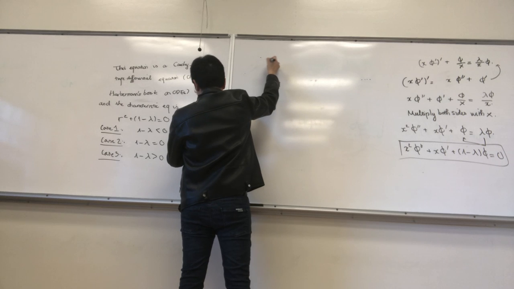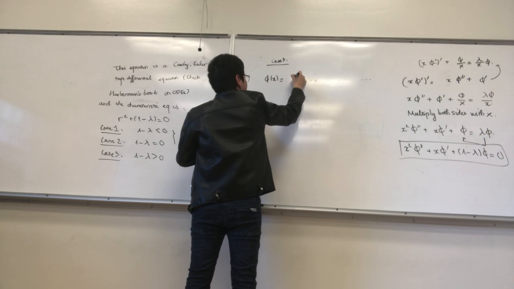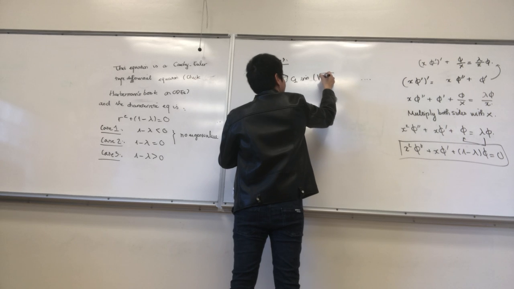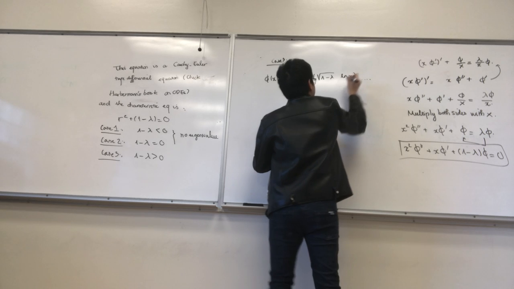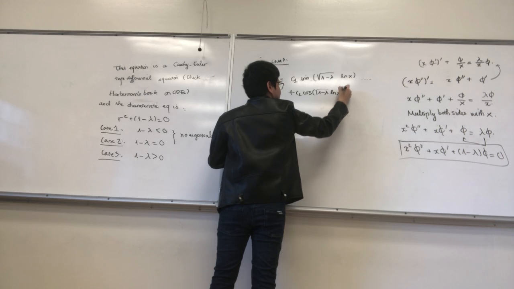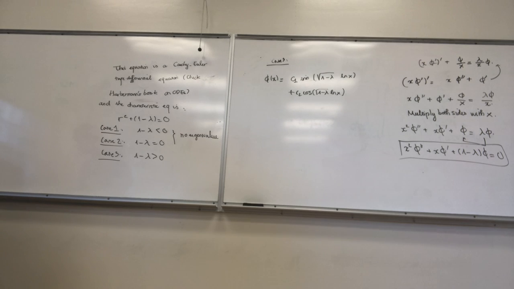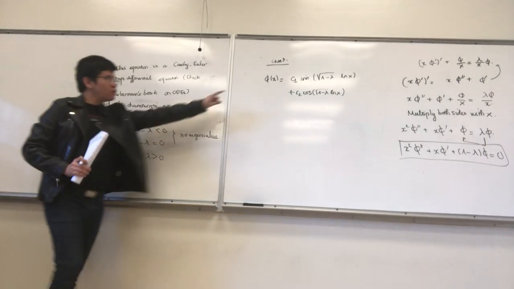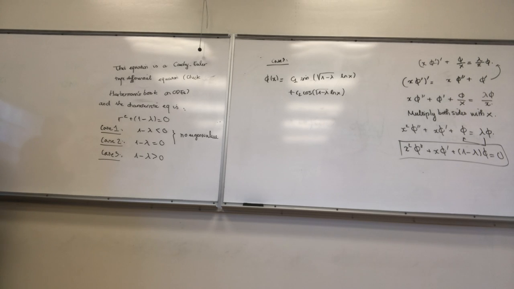So for the last case, case three, you have phi of x will be c1 sine of square root of 1 minus lambda log x plus c2 cosine of square root 1 minus lambda log x. Right? Right, so this is the Cauchy-Euler formula. Any questions on this?